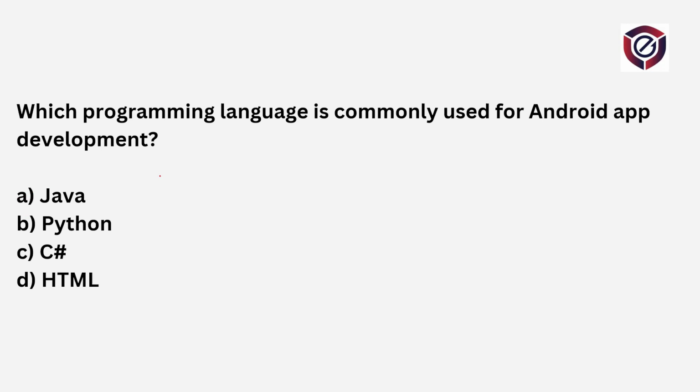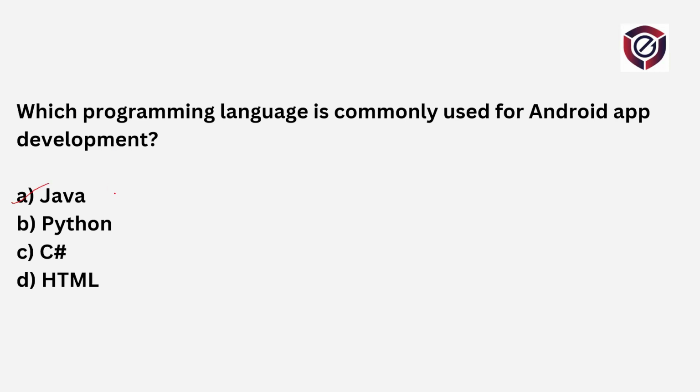Which programming language is commonly used for Android app development? We have seen web development is JavaScript. In a similar way, Android app development. Remember, whenever we talk about the Android app development, there are majorly two programming languages can be used. One is Java, another one is Kotlin. But here in the given four options, Java is the correct option. Means Java is one of those options. So the correct option is Java.